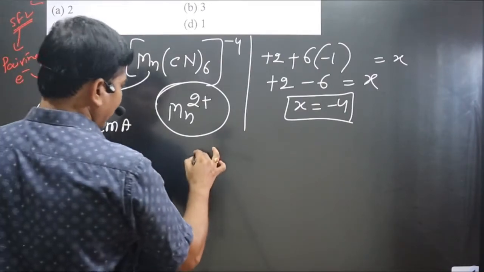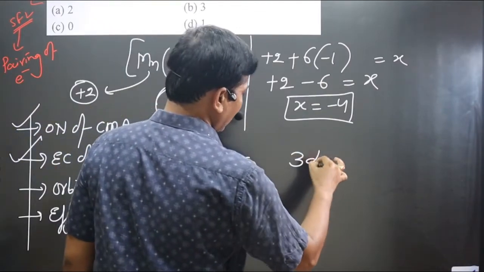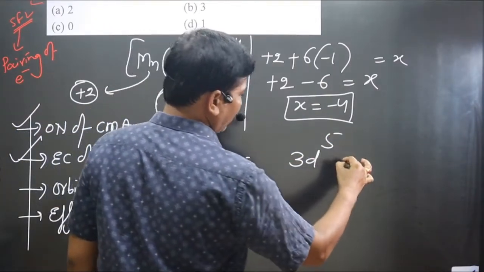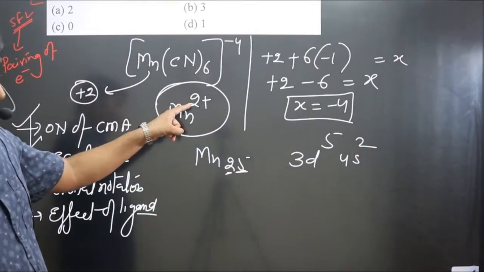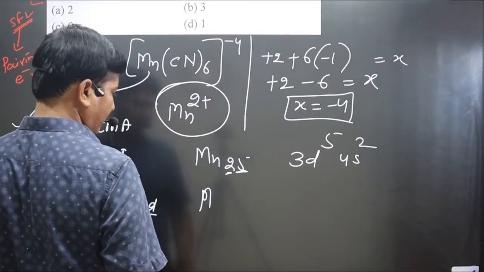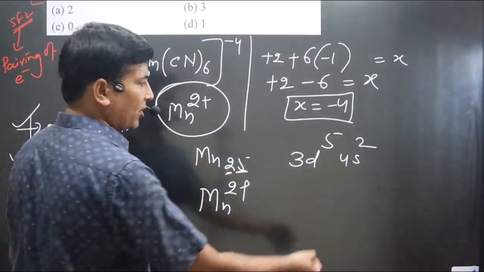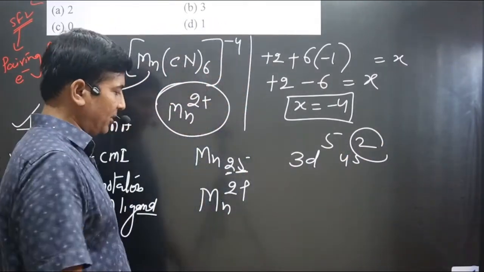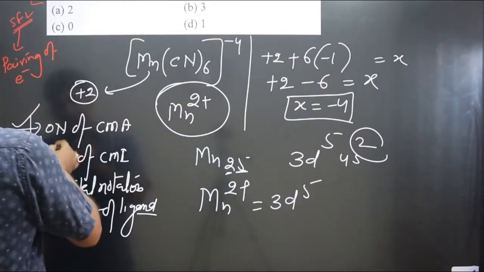So the manganese atomic number is 25. So 5 will go to the d orbital and 2 will go to the s orbital. This is how we write the outermost electronic configuration. It is having +2, so manganese +2 is losing how many electrons? 2 electrons. It is losing electrons from the s orbital. So we get 3d5. Okay, the second step is also done.